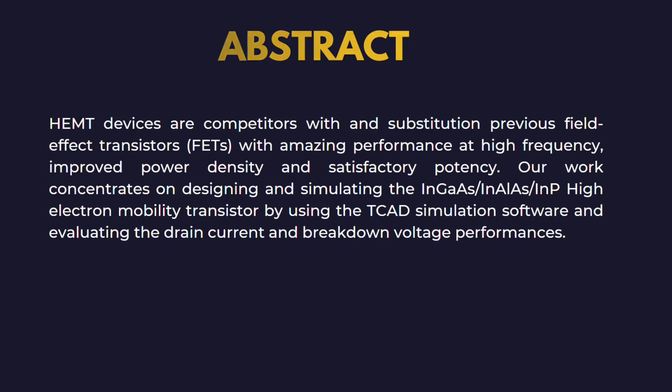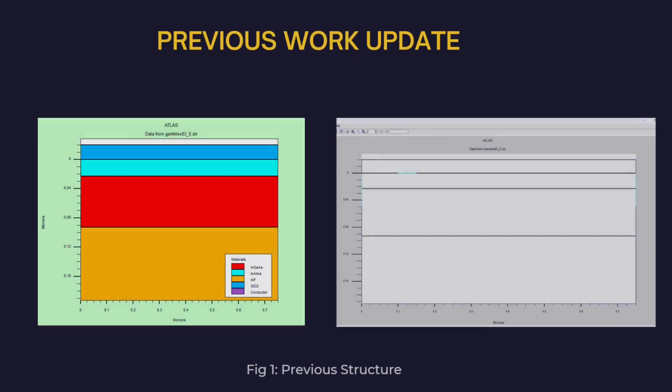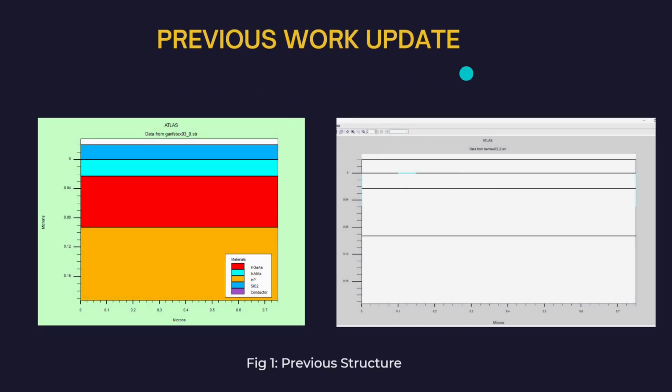Coming to the next slide, we have got the previous work update. That is the work that we have done previously, but the result was not that satisfactory. Here we can see the previous structure, or the structure we have made earlier. Here we have used indium phosphide as a substrate and indium gallium arsenide as the buffer layer with indium aluminum arsenide as the channel layer and SiO2 as the oxide layer.